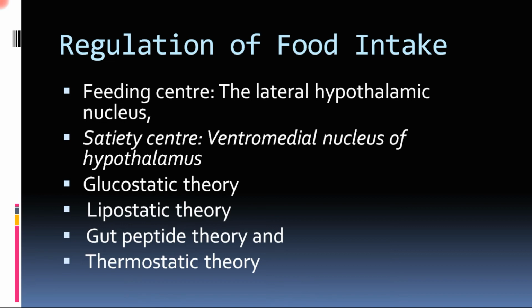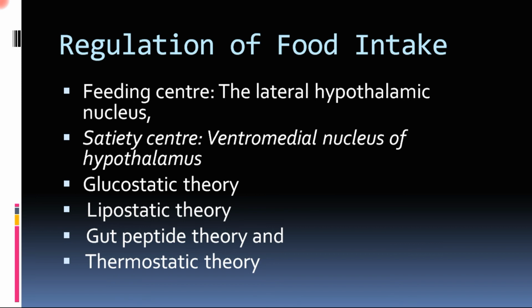Now coming to the lipostatic theory. What the lipostatic theory tells us is that because of the presence of amino acids and fats in our blood and in our body, the leptin secreted by the adipose tissue keeps the feeding center inhibited. I will tell you its mechanism of action in the next slide. But the leptin, which is secreted when there is an adequate amount of adipose tissue in our body, inhibits the feeding center.